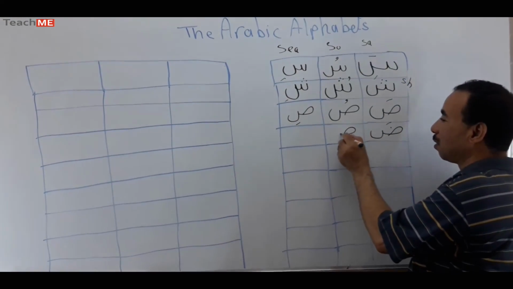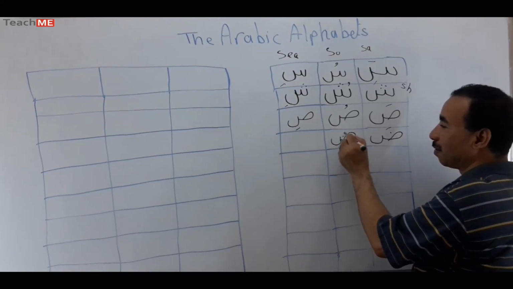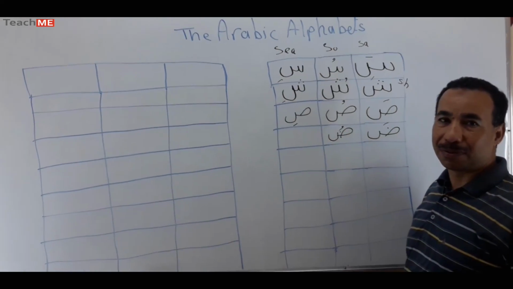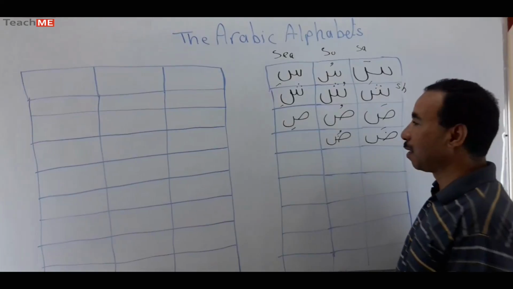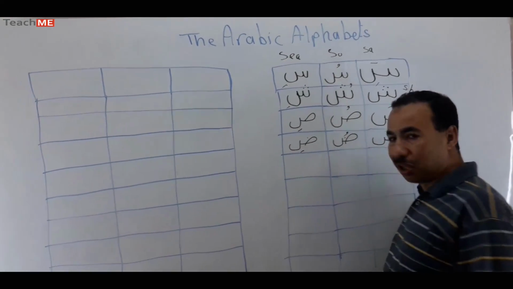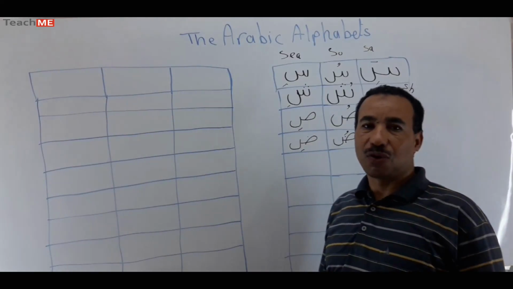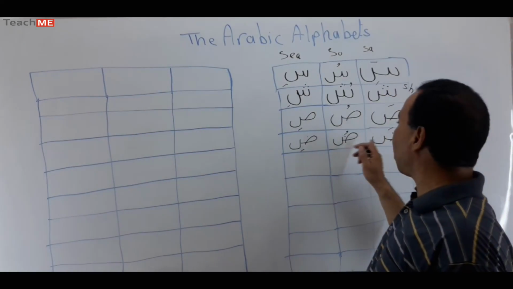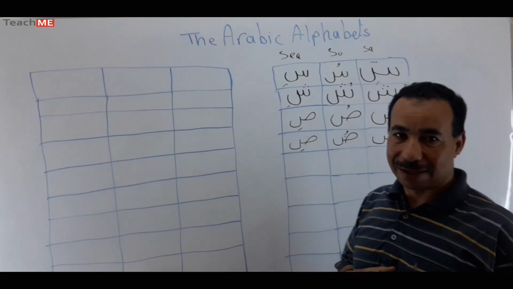So ضا with fatha. If we put dhamma, we call it ضو. If we put kasra, ضي. You got da, du, di.